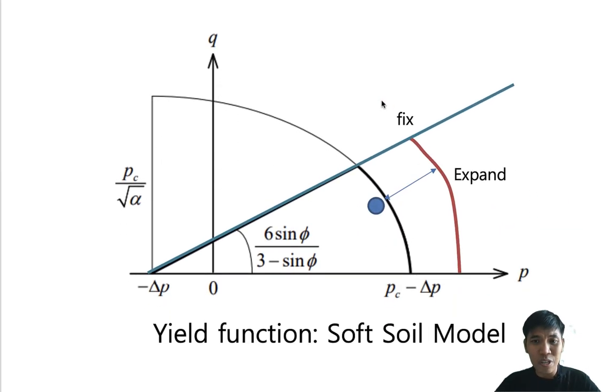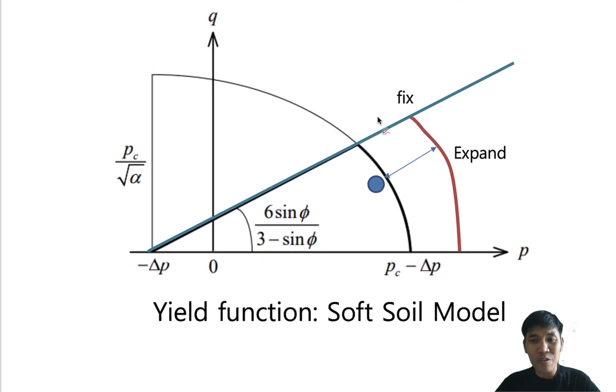The soft soil model has two yield functions, whereas Mohr-Coulomb has only one. The first one is the so-called fixed yield function. We borrow it from Mohr-Coulomb. It is the same as Mohr-Coulomb, and it is fixed. It cannot move. And we have the other one, the so-called cap. The cap is around here. If you touch the cap, it can be expanded.